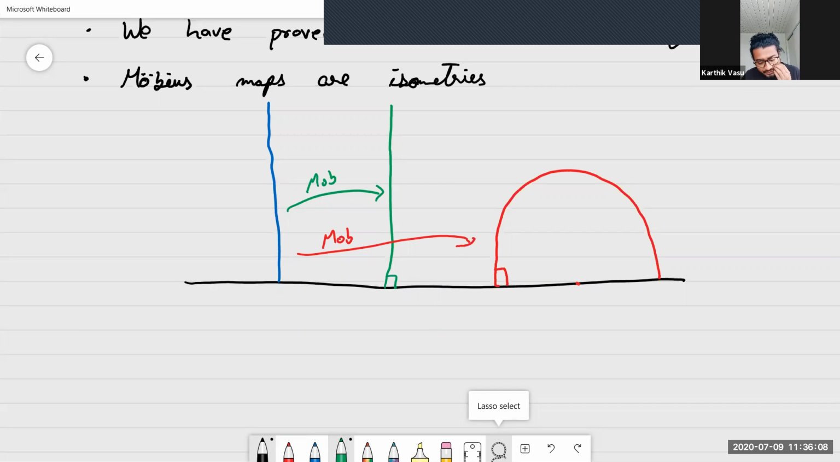Okay. So why are these circles at right angles to the real line? It is because Mobius maps are holomorphic maps, and you can prove that holomorphic maps are conformal. That is, they preserve angles. So basically your map will preserve this angle. Wherever this angle goes to, it has to be 90 degrees. That is why it will end up going to circles orthogonal to the real line. Is this clear?